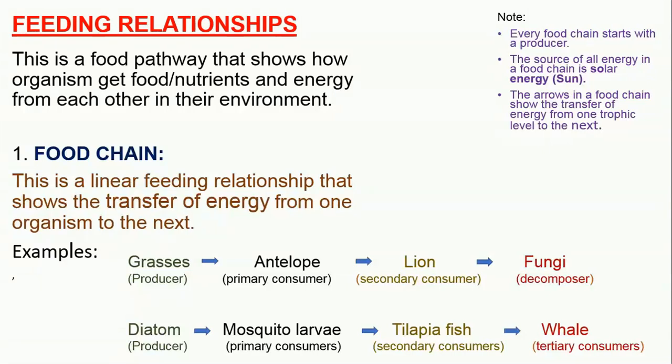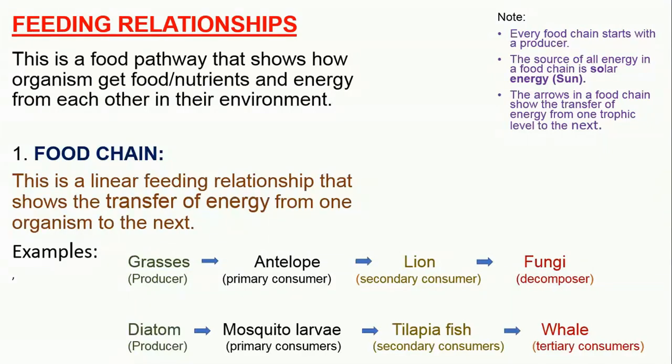Now the second example of a food chain, we have the diatom. Now this can be eaten by the mosquito larvae. Now the mosquito larvae can be eaten by the tilapia fish, and the tilapia fish can be eaten by the whale. Now the grasses here and the diatom are known as the producers. The antelope and the mosquito larvae, we call them the primary consumers. The lion and the tilapia fish here represent the secondary consumers.